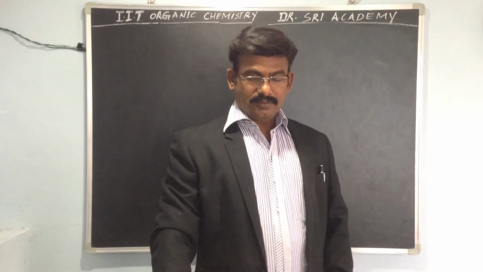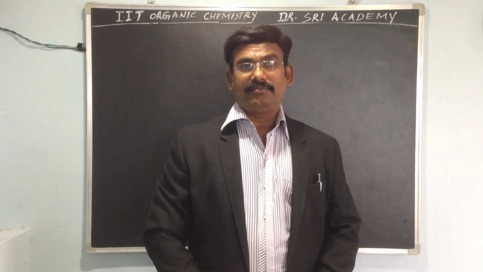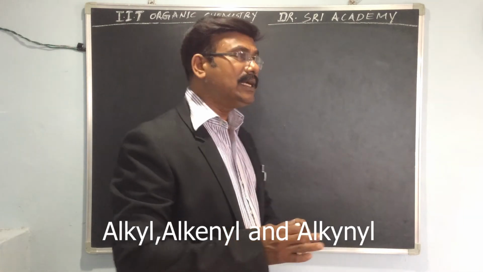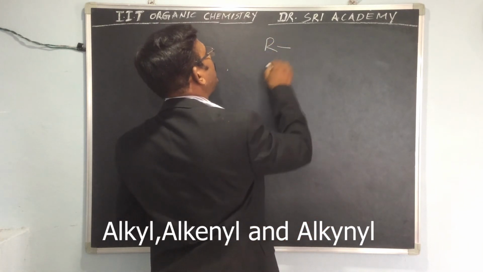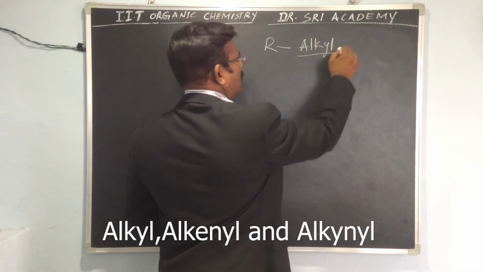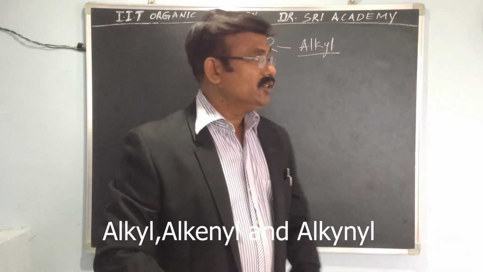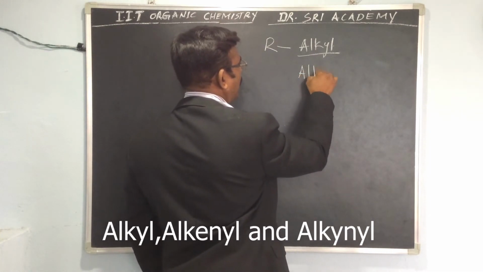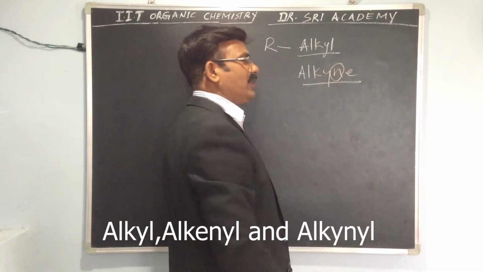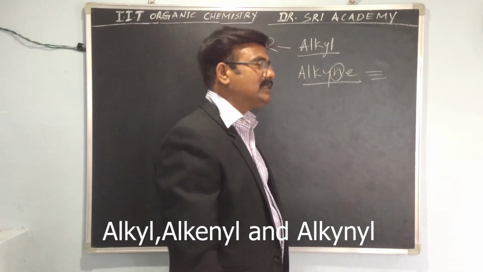Okay, now we will discuss alkyl. What is meant by alkyl? R dash is called alkyl. So what is the difference between alkyl and alkyne? Only the N is the difference. Alkyne has a triple bond, that is alkynes.